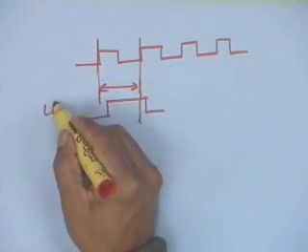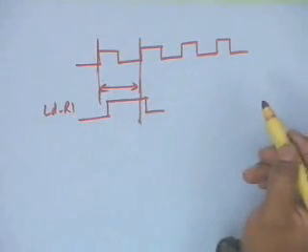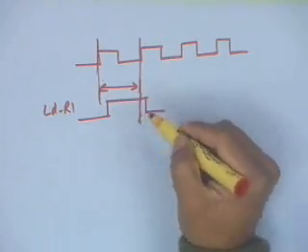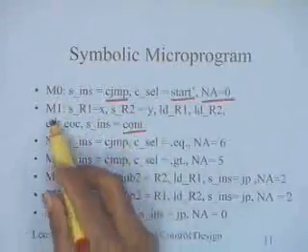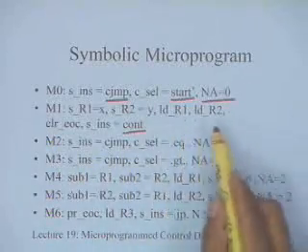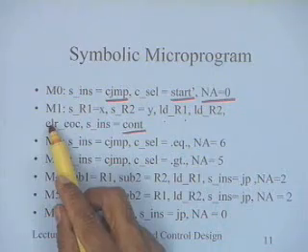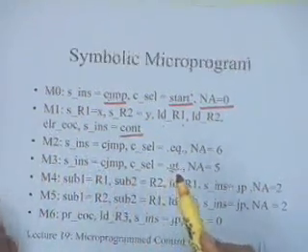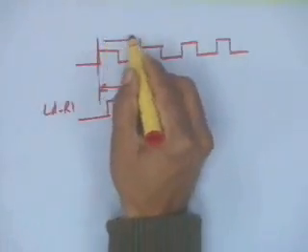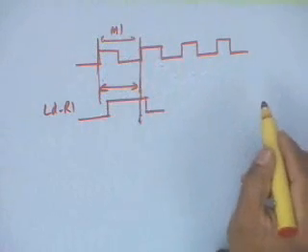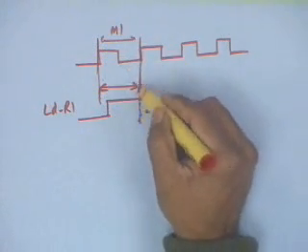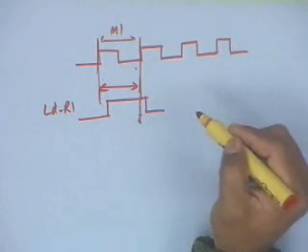So this is my load signal that, let's say, is going to appear. Let's say load R1. R1 will be loaded over here. So the implication is, when I am doing my microinstruction M1, when I give load R1, load R2, it is at the end of the cycle corresponding to microinstruction M1. At the end of it, my registers will be loaded with values X and Y.